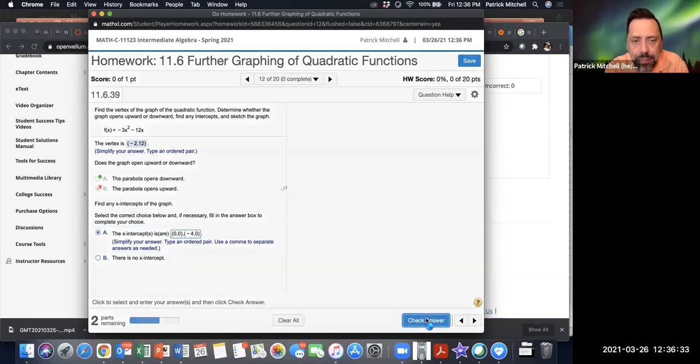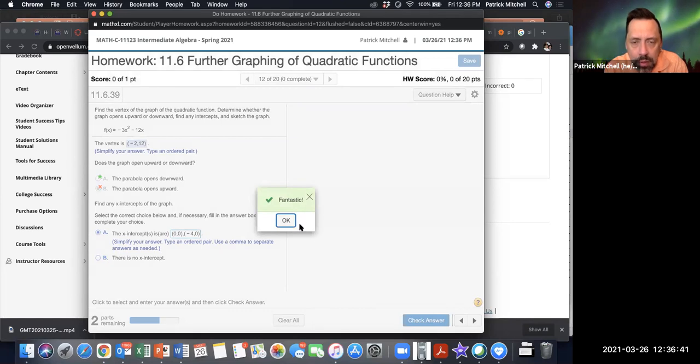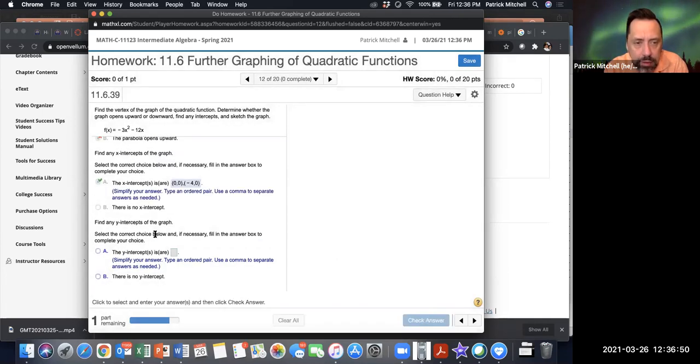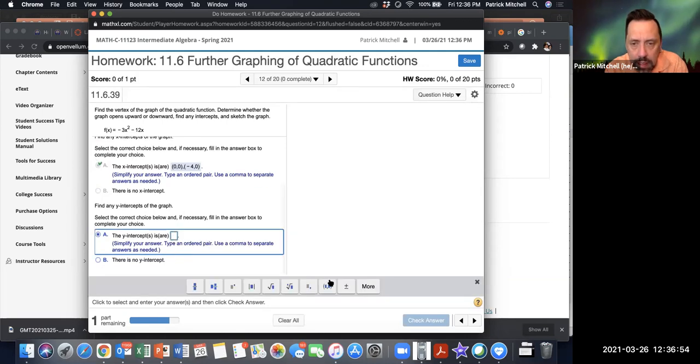Okay. Still can't get over that opens up or down thing. You all heard me say it opens down. And then I went and picked it opens up. All right. Okay, so it liked the x-intercepts though. Y-intercept, we know there's always one y-intercept, and in this case it is 0, 0.